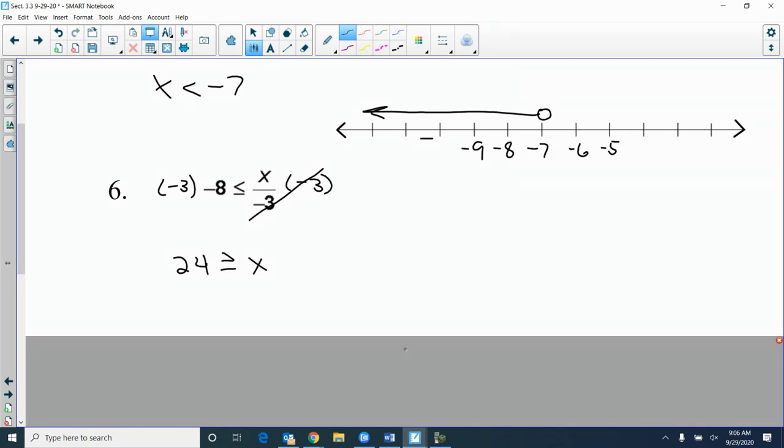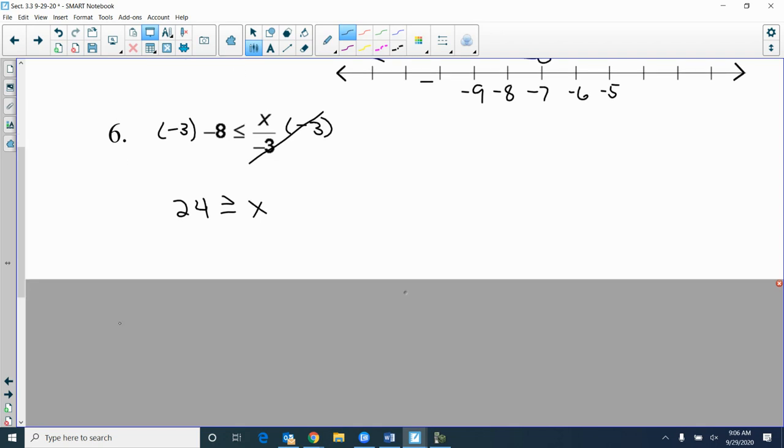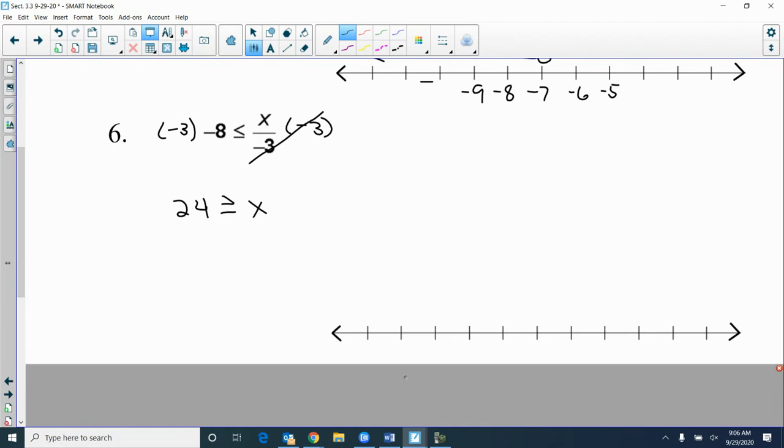Do not leave that as your answer. Okay? Do not leave that as your answer. What do we do, Christian? Flip the thing, so we have to do x is less than or equal to 24. Less than or equal to 24. Okay, I'm not going to graph this one. We graphed it up the other one, so I'm not going to graph that. So x is less than or equal to 24.